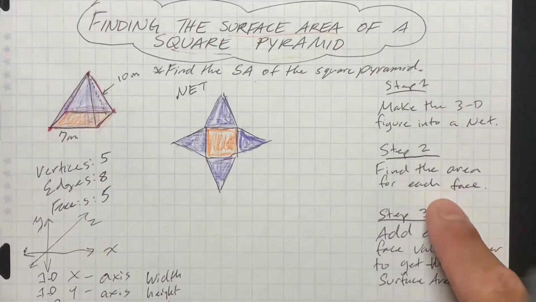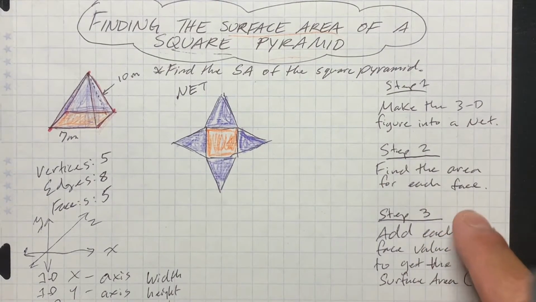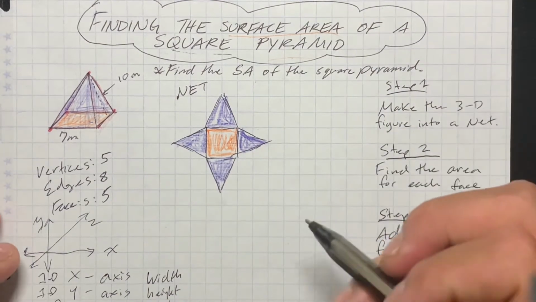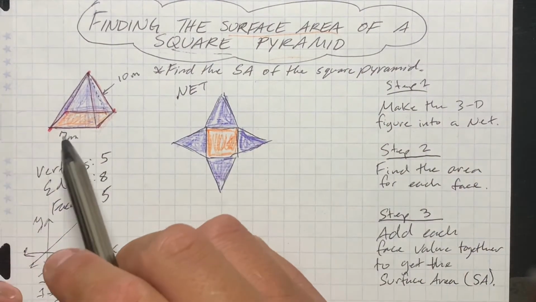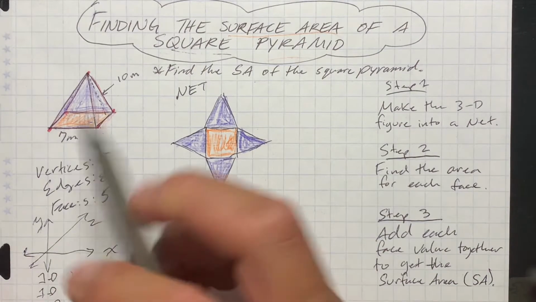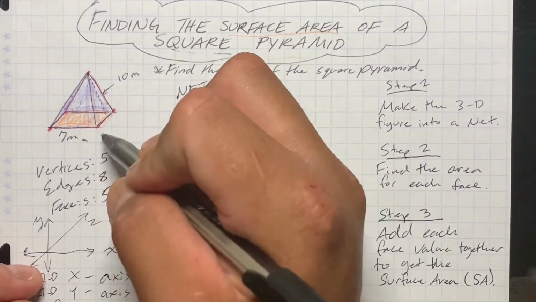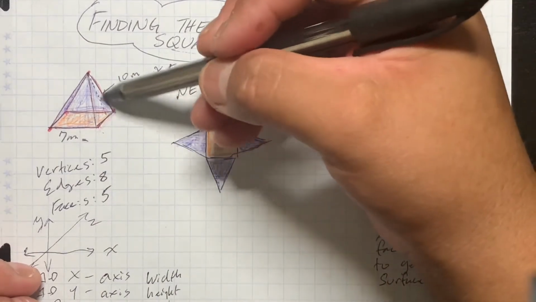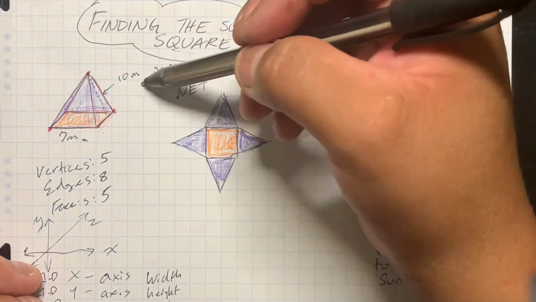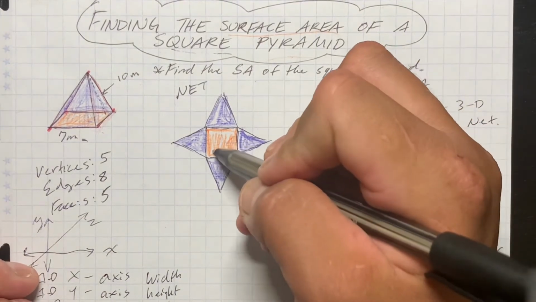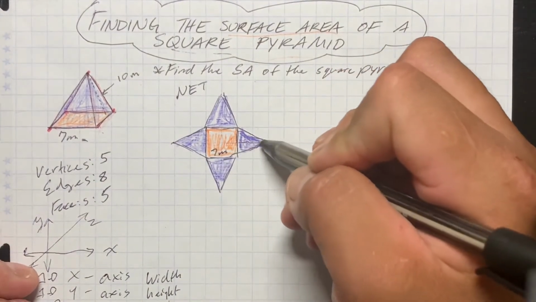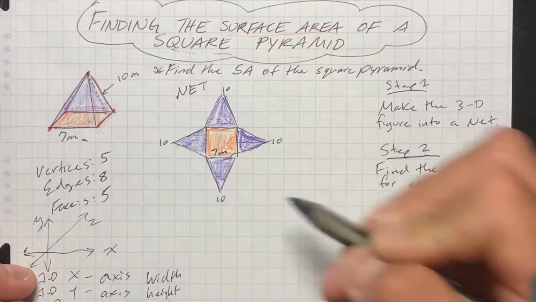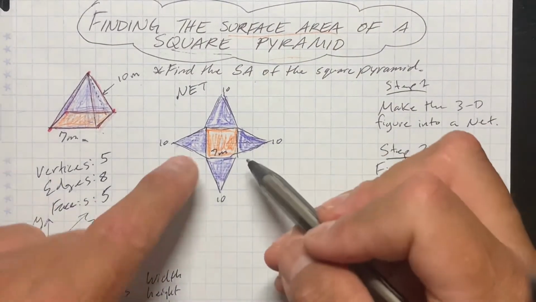Now, step 2 tells us to find the area of each face. So we have 1, 2, 3, 4, 5 faces. Now, there's measurements here. From here to here, the width, your x value, is going to be 7 meters wide, and our height, the y value, is 10 meters tall. So again, 7 meters wide and 10 meters tall. All right, so let's do the base first.